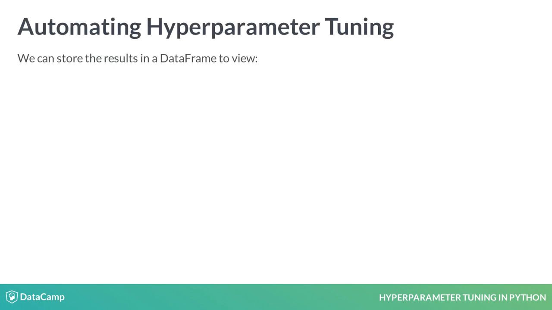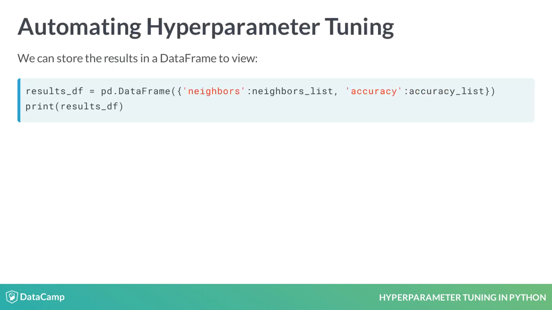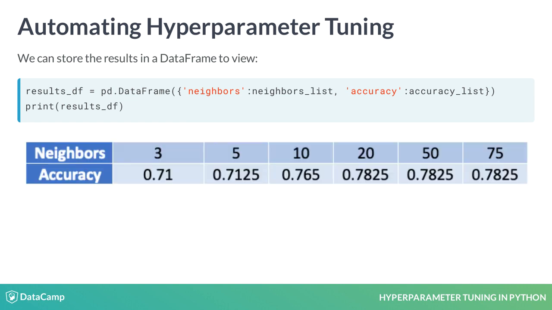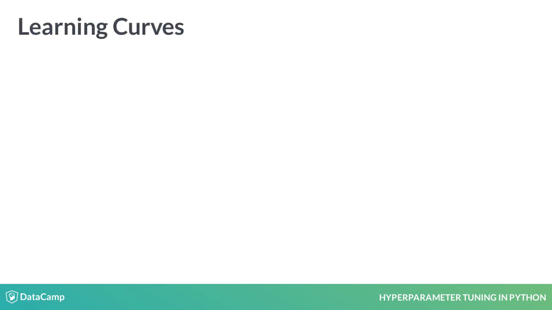We can store the results in a data frame to view the effect of this hyperparameter on the accuracy of the model. It appears that adding any more neighbors doesn't help beyond 20. A common tool that is used to assist with analyzing the impact of a singular hyperparameter on an end result is called a learning curve.